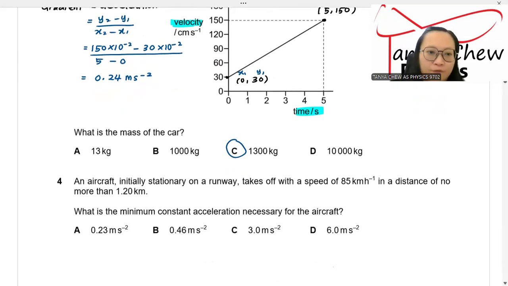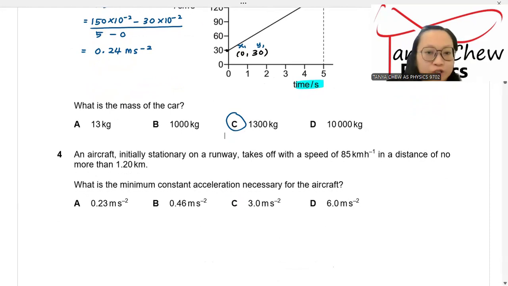Now, question number 4. An aircraft initially stationary on a runway takes off with a speed of 85 kilometer per hour in a distance of no more than 1.2 kilometer. What is the minimum constant acceleration necessary for the aircraft? Now, I look at initially stationary, that means u is equal to 0, initial velocity is equal to 0, takes off with a speed. But I look at all the choices, A, B, C, D. Look at the units. The units are meter per second. It is necessary for me to convert kilometer per hour to meter per second. Now, I'm going to do that first.